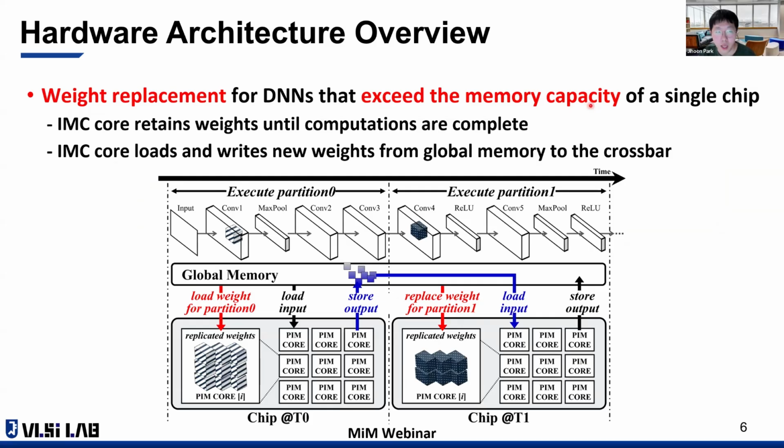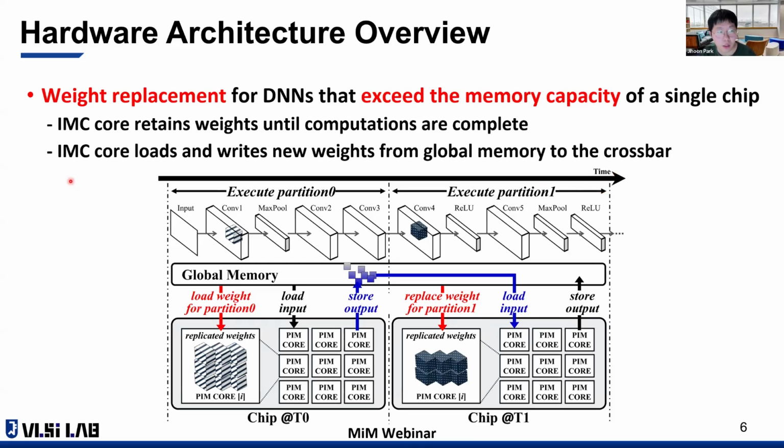When the DNN weight footprint is much larger than what a single chip has, it partitions the model into subgraphs that can be put on each chip, and they can be executed in a serial manner at each time frame.